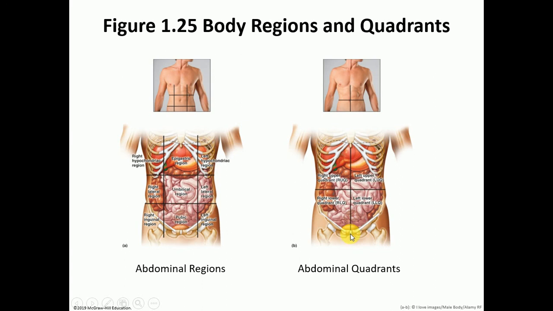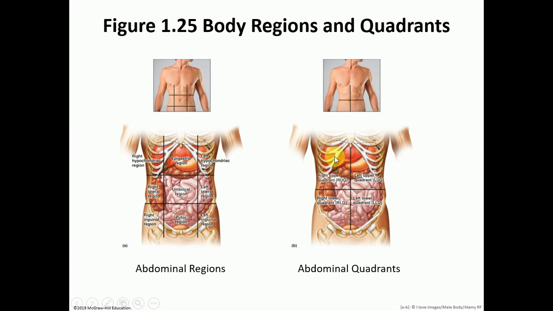Remember that you are looking at the patient, and the patient's right and left are crisscross from yours. So this is the right upper quadrant, and this is the left upper quadrant. Down here would be the right lower quadrant, and this is the left lower quadrant.